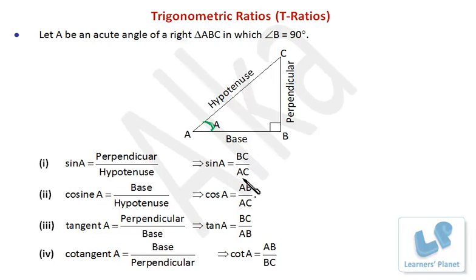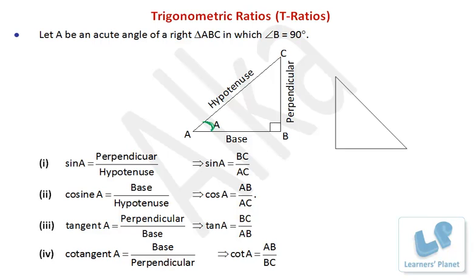Similarly, cos A is base by hypotenuse, that is AB by AC, and tan A is equal to perpendicular by base. So these three, sine A, cos A, and tan A, are the main 3 trigonometric ratios, right? And be very careful that A is the angle that we are considering, that is between base and hypotenuse, right? See, if the scene is changed, I'll draw another triangle for you.